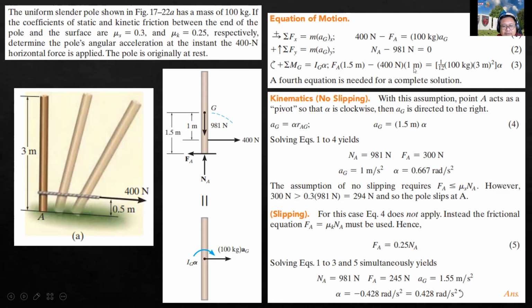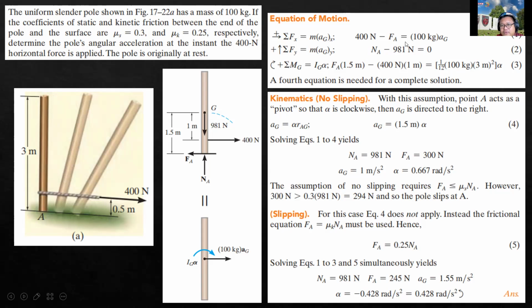And then no need to include the weight and the normal force, because they are both acting in the direction towards the center of gravity. So you don't need to include these because there is no moment arm. On the right-hand side, you need to calculate the moment of inertia of this slender pole, which is 1/12 times 100 times 3, where 3 is the total length, and then you square it.